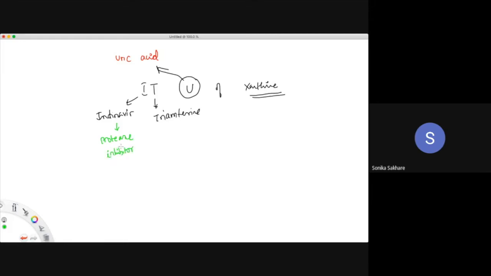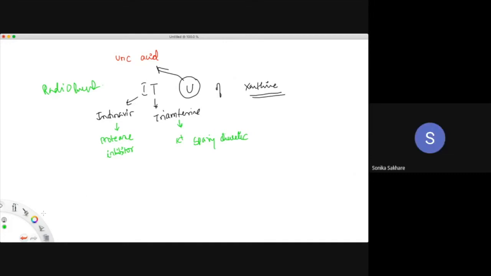Then triamterene is a potassium sparing diuretic that we use. So overuse of these drugs can cause stones, and these stones will happen to be radiolucent. This is the mnemonic.